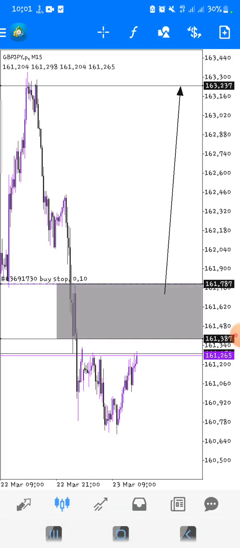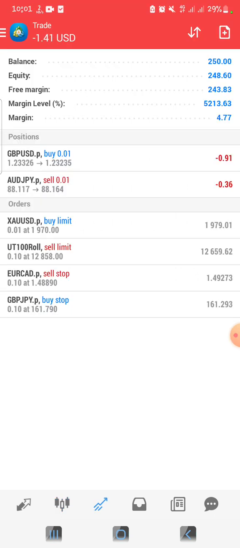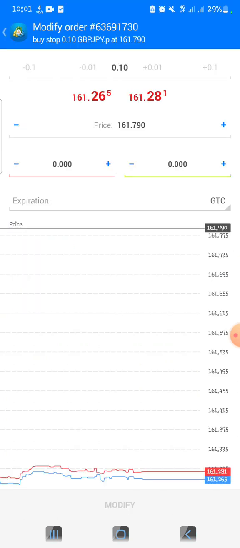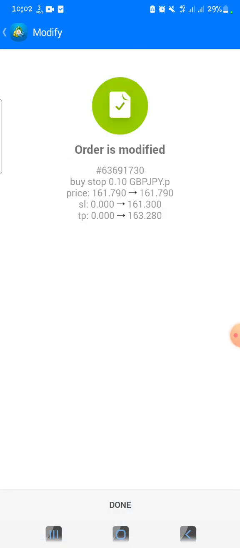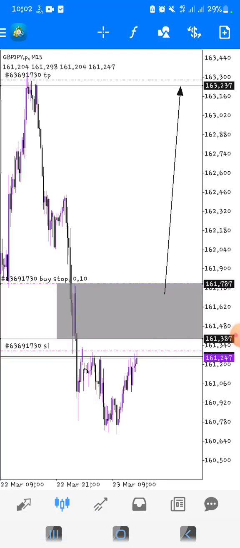So you can see that there's a buy stop at my desired entry point for a buy, and that's why I want to be taking the buy. Let me modify the TP and the stop loss. So TP 163.23, stop loss 161.38. Okay, modification, and 163.28. Okay, stop loss 161. I can do it even to that. Yeah, so that's my stop loss and my TP modification.